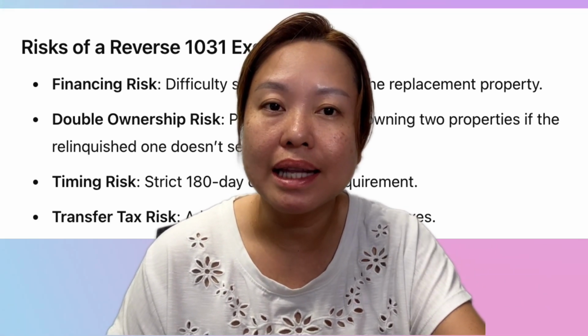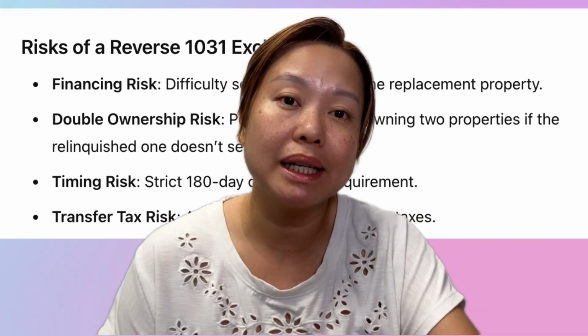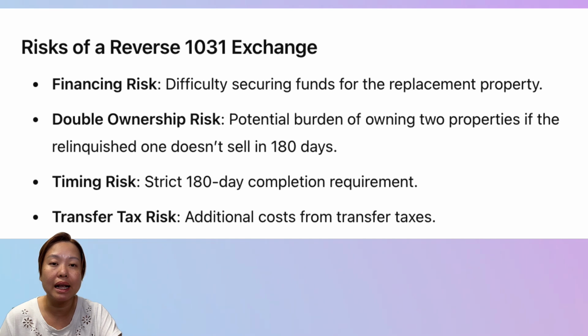The third thing is the timing risk, because any kind of 1031 exchange has a timing risk since you have those deadlines, the 180 days and the 45 days. And last but not least, the transfer tax risk, the potential additional cost when transferring title from the EAT to you and all that fun stuff. By understanding the differences in risk, you can make an informed decision about whether a 1031 exchange or a reverse 1031 exchange better suits your investment needs and your specific financial situation.